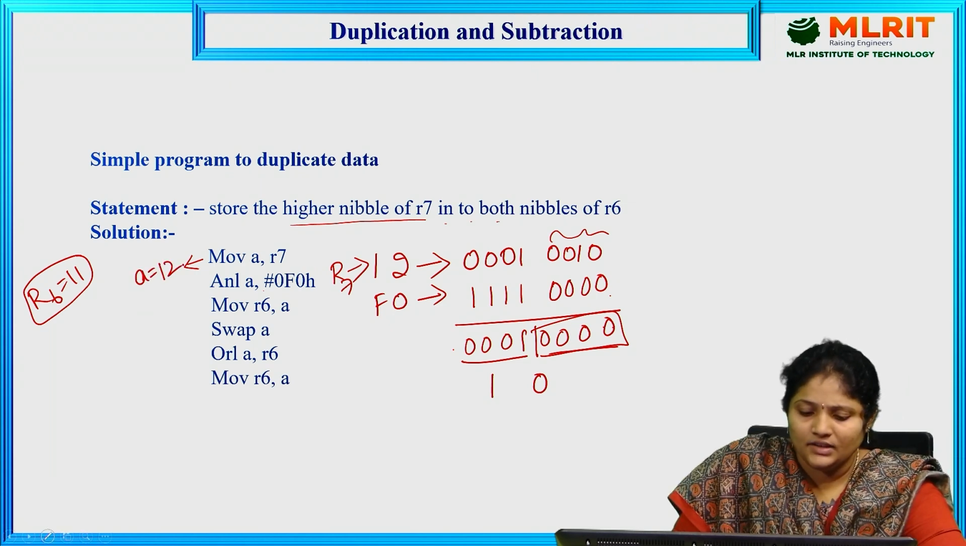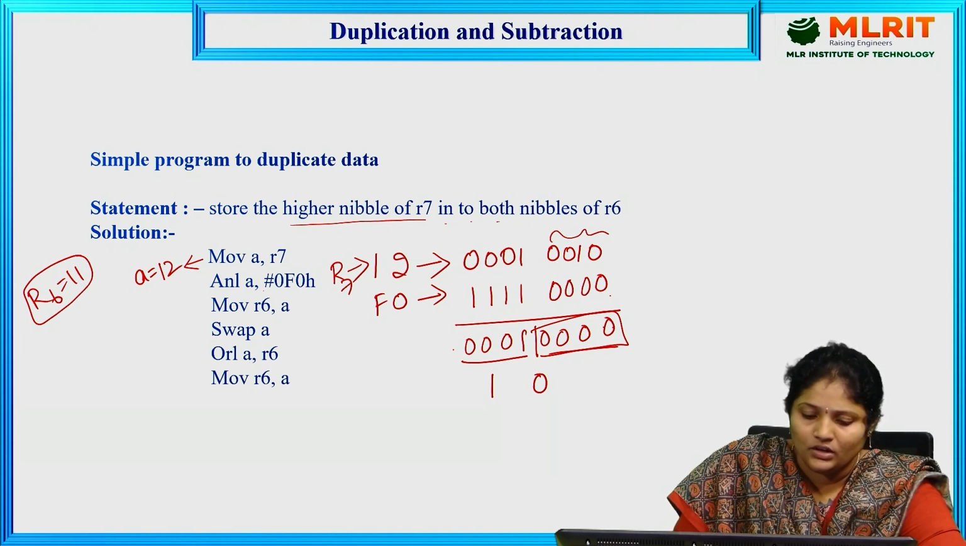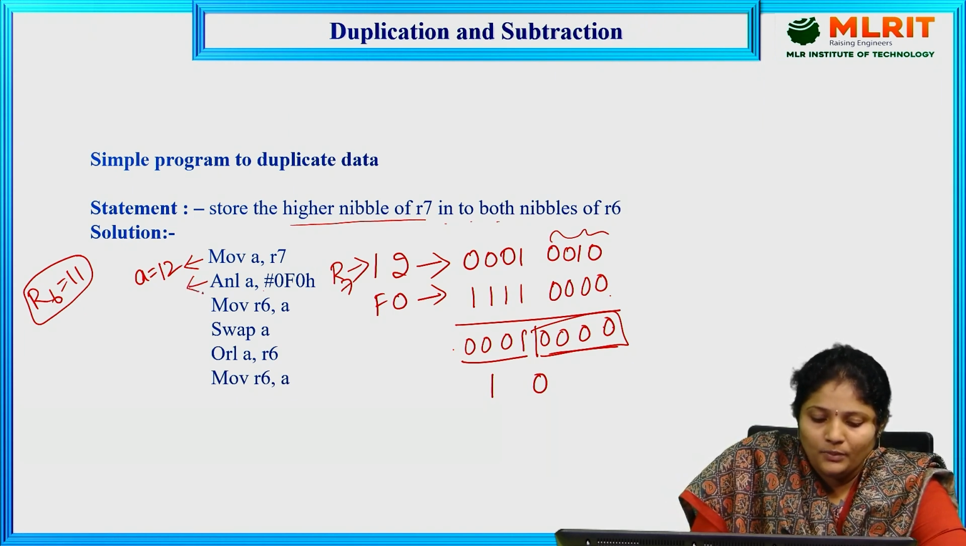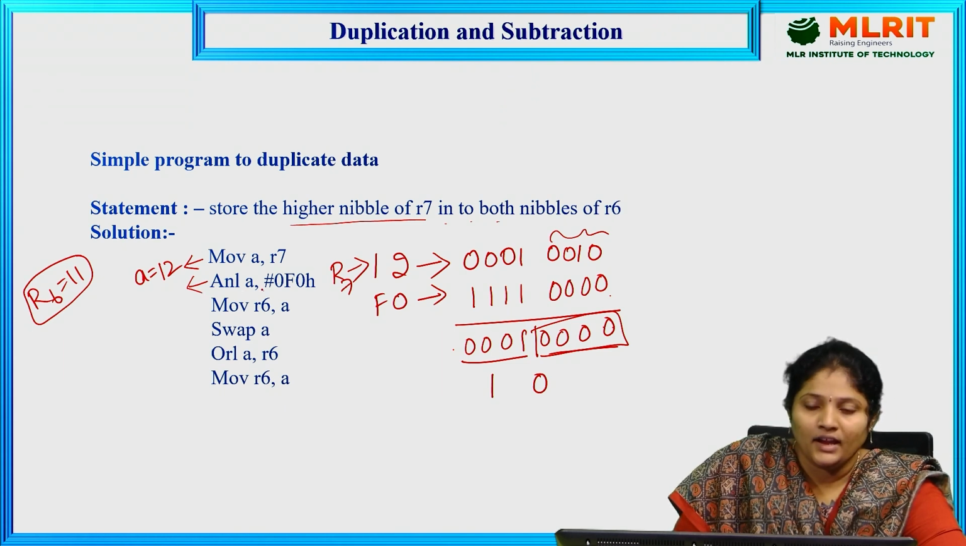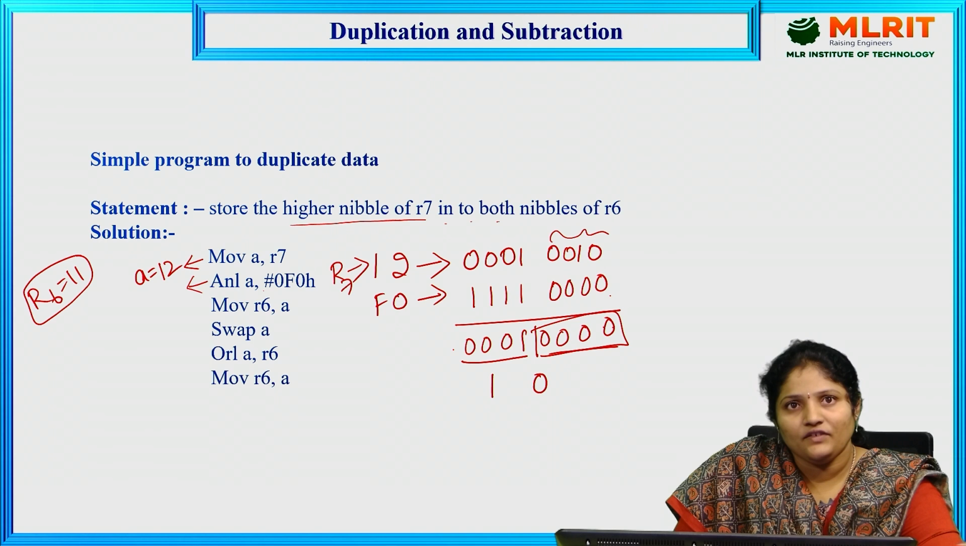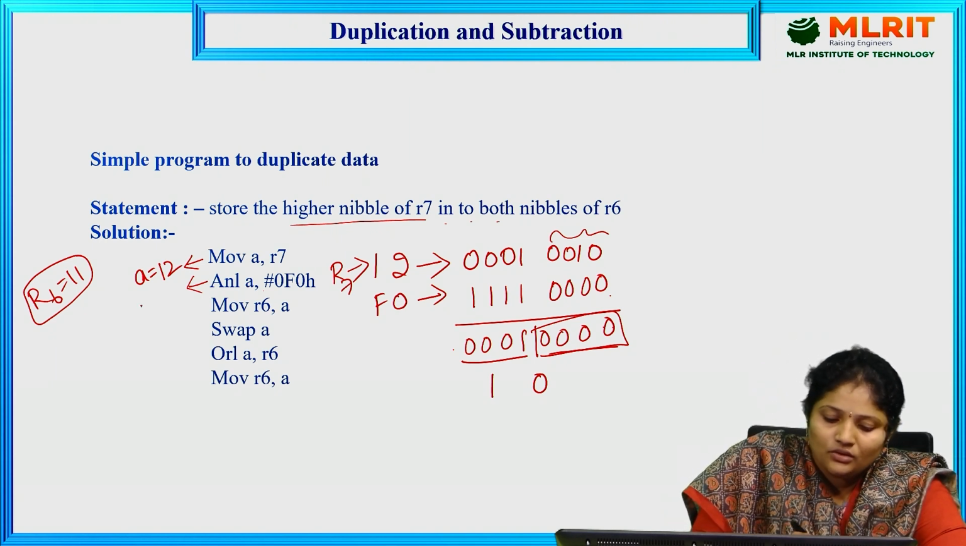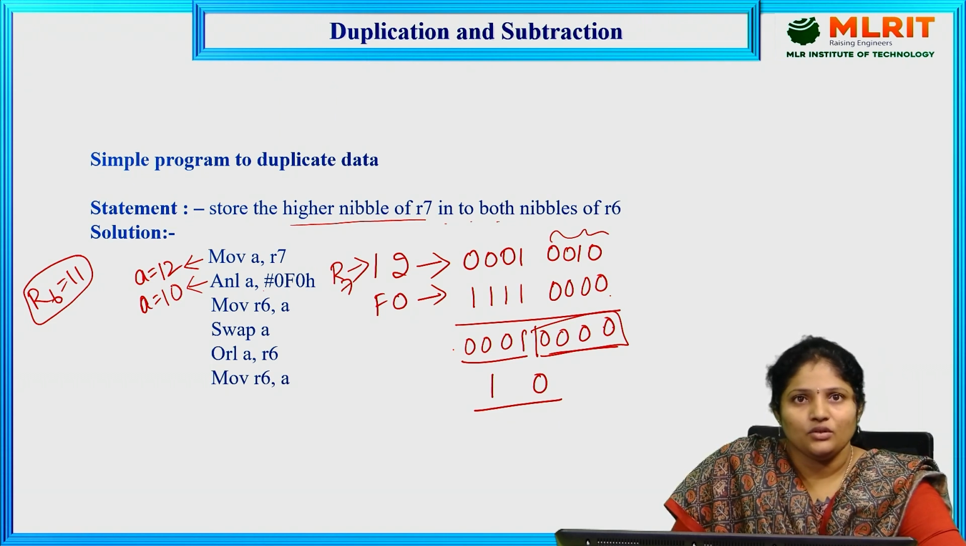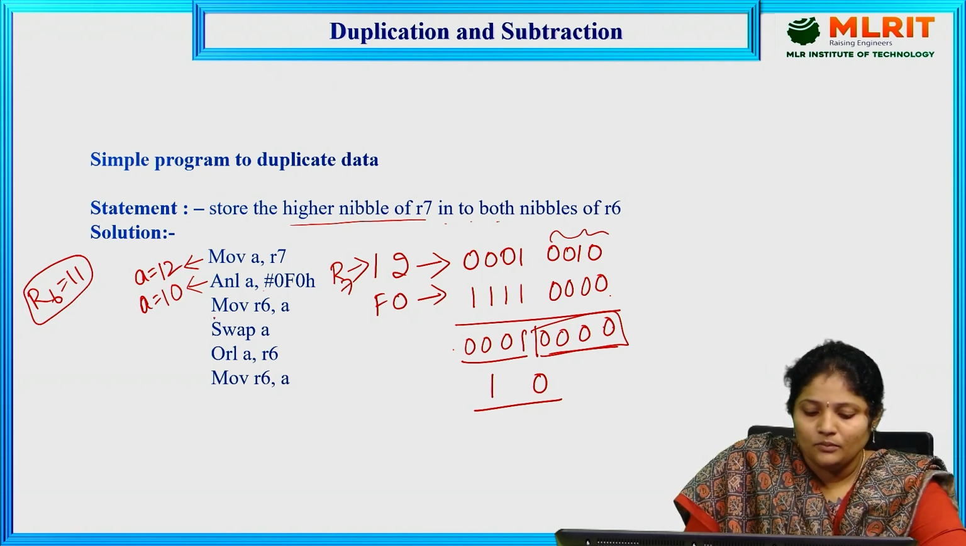Which is R7. R7 is having 1, 2. So that's why accumulator is also having 1, 2. So now we are performing AND operation between accumulator and F0. So what will be the output after execution of this instruction? So the accumulator A is having the data 1, 0, right? Yes. So now this move R1.